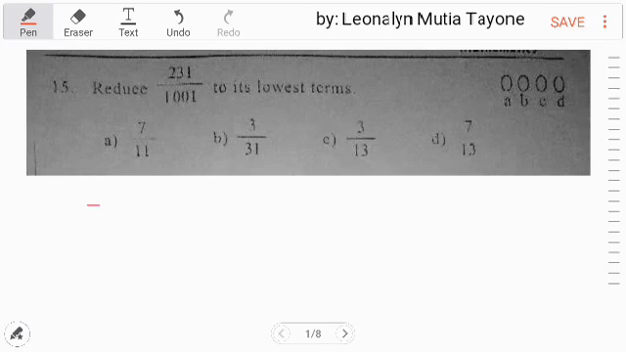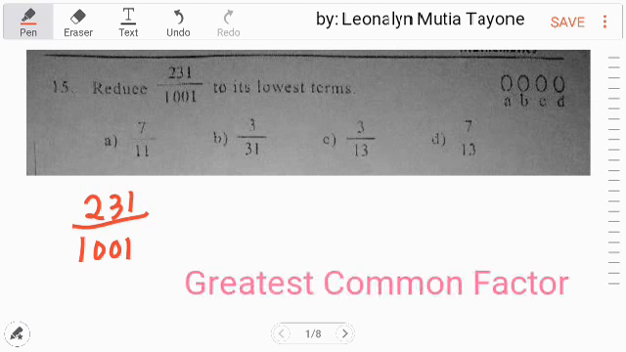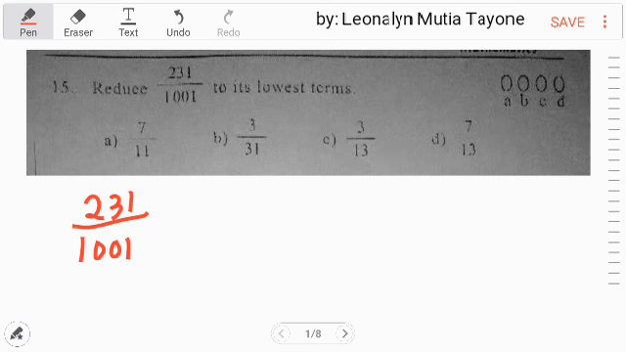Question number 15. Reduce 231 over 1001 to its lowest terms. To reduce a fraction to its lowest terms, divide the numerator and denominator by the greatest common factor. So we will find the greatest common factor of 231 and 1001. Since malaki ito na number, doon tayo sa mga divisibilities. So dapat alam mo yung mga divisibility rules.